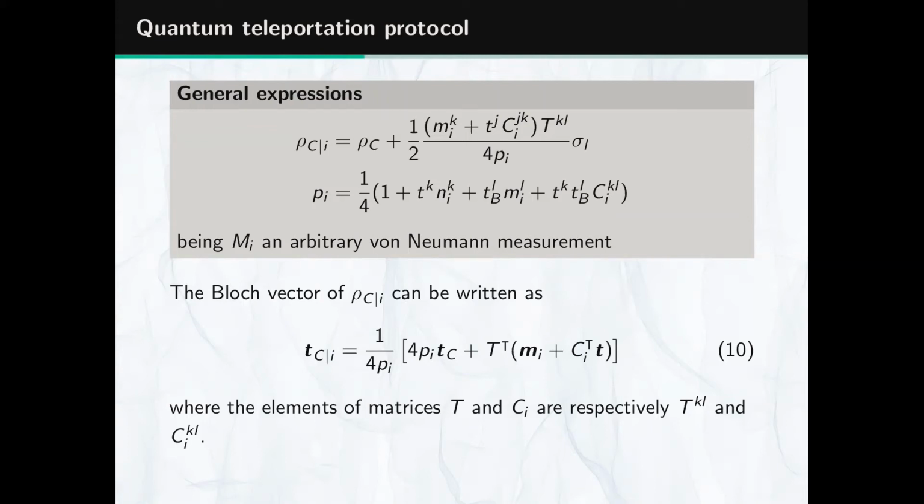This is a Bloch vector, and we have here scalar products. For example, here you have the state you want to teleport. Here we have the measurement, resource, and resource. Okay, well, you can see. Then the Bloch vector of the conditional state can be written as equation 10.